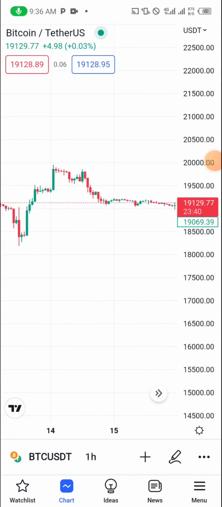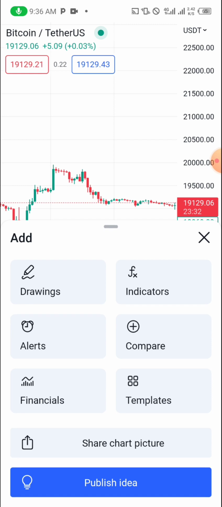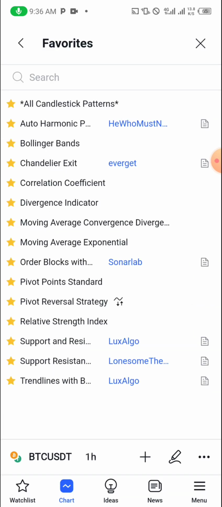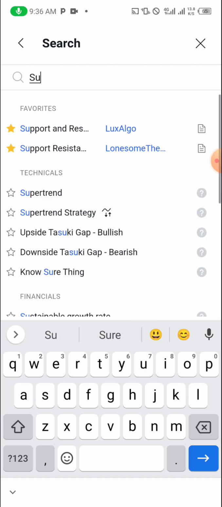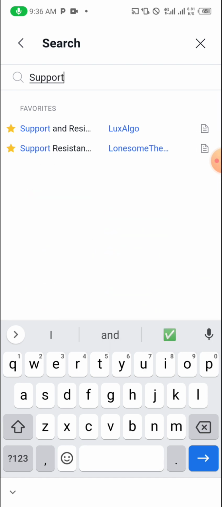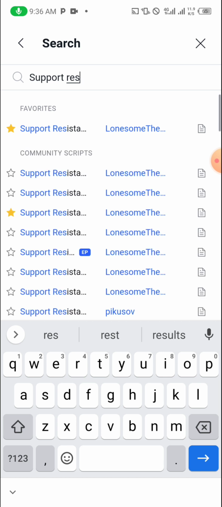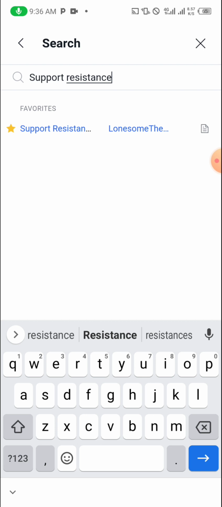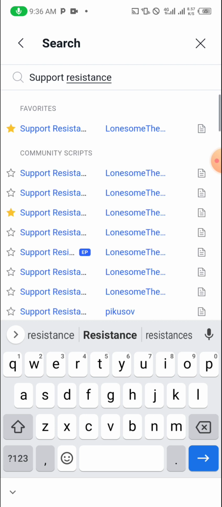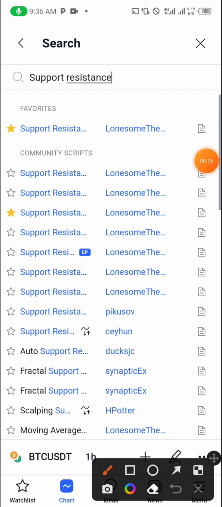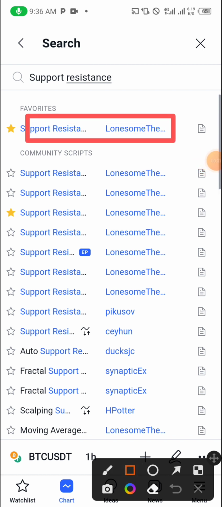So guys, to actually plot your indicators, you just come here, click on this plus icon. If you are using your mobile device, click on this plus icon right here. Go to indicators and then just search support, resistance. Support, resistance, not support and resistance. And then your indicator will pop up. It's actually by Lonesome, and you just click on it. This one right here.